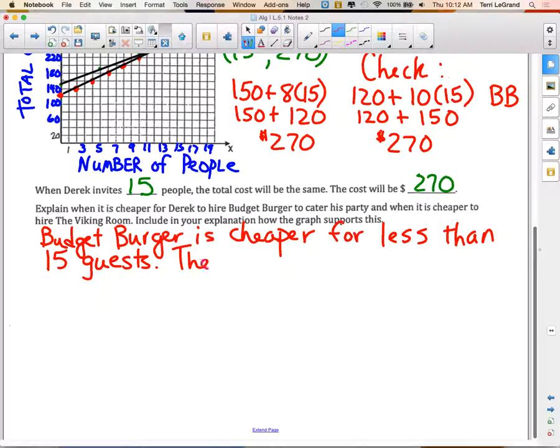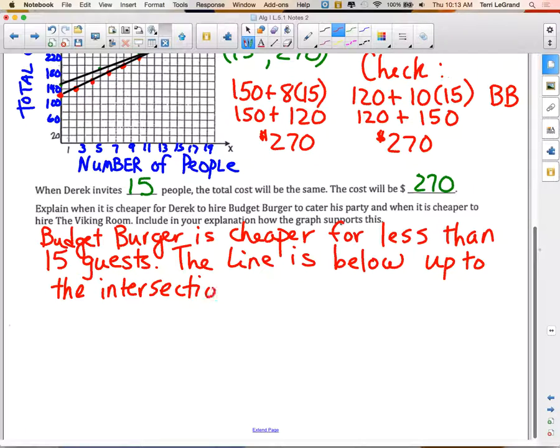The line is below, up to the intersection point. So we were looking for the cheaper one. It had to be below. Which one is below, up till we get to that intersection point where they are the same?